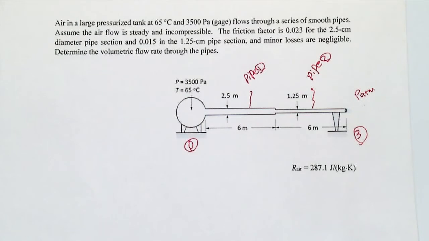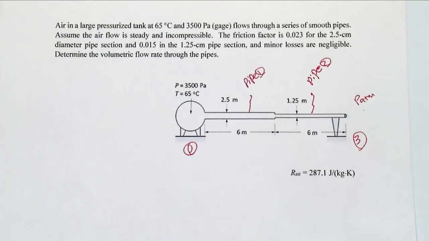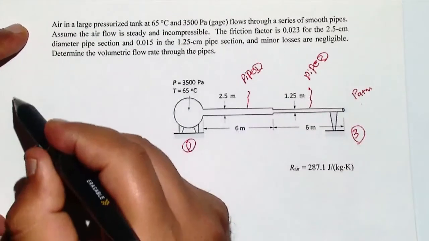Okay, so I put the names there, but what it asks you to find is the volumetric flow rate through these pipes. If you write it down, what are the assumptions? Assumption is given as steady.